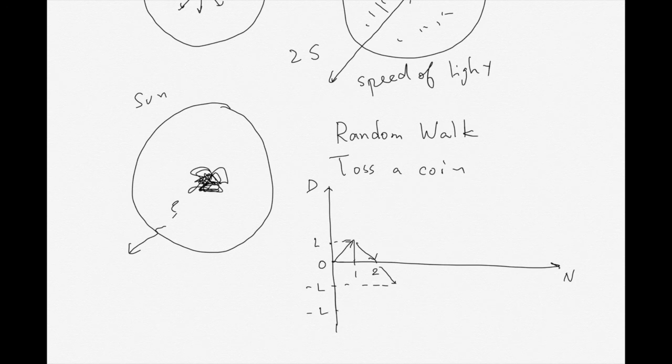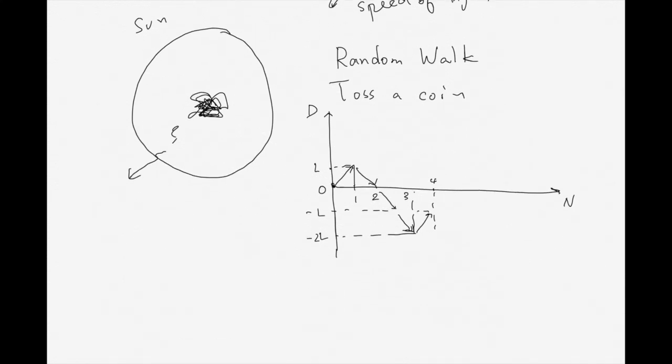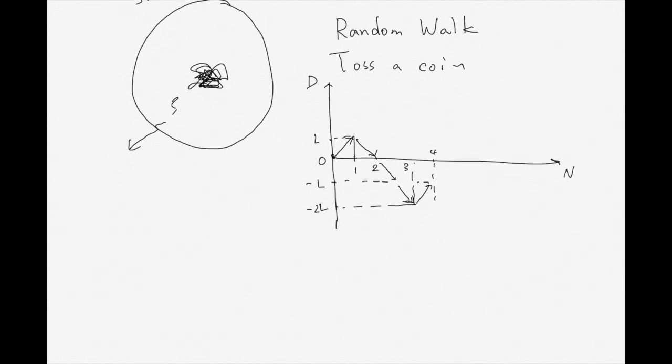And then one more time, you might have tails again, then minus 2L. And on the fourth try, you might have a head, then move in the positive direction. So at each step, the position moves in the positive or negative direction. We call this a random walk model. We can use this model to describe the motion of the photons inside the sun. Sometimes photons move in the positive direction and sometimes in the negative direction. It is random motion.